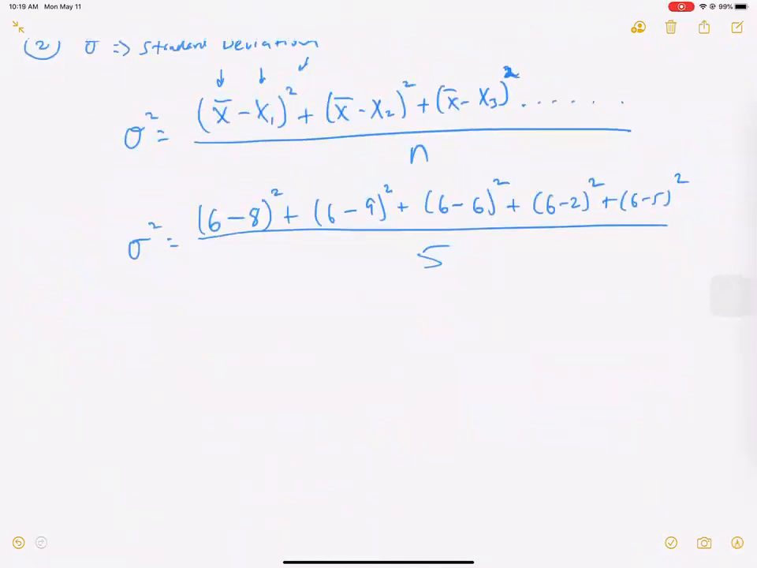So when we do that, 6 minus 8 is negative 2, and we square it, it becomes a 4. Over here, 6 minus 9 is negative 3, and 3 squared is 9. Plus 6 minus 6 is 0, and 0 squared is 0. 6 minus 2 is 4, and 4 squared is 16. And 6 minus 5 is 1, and 1 squared is 1.